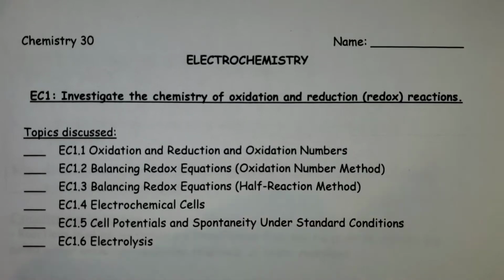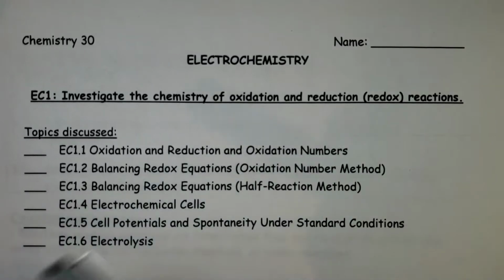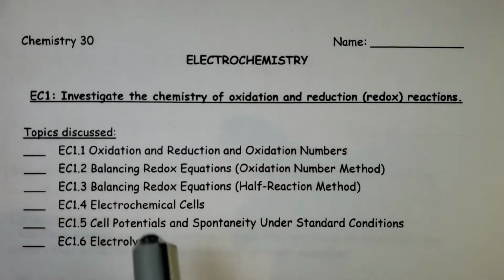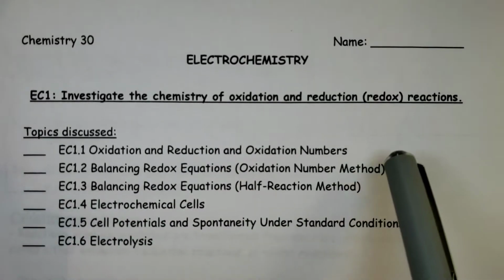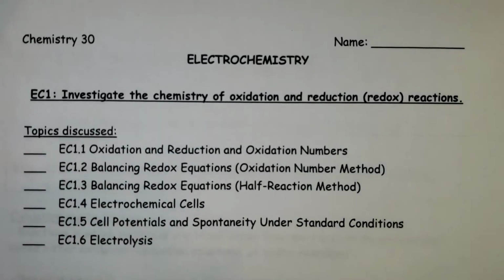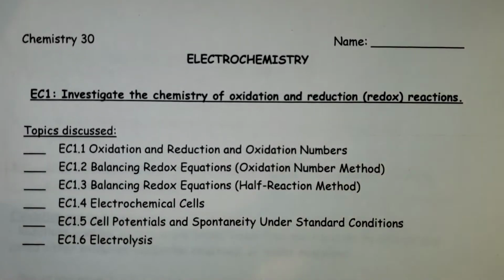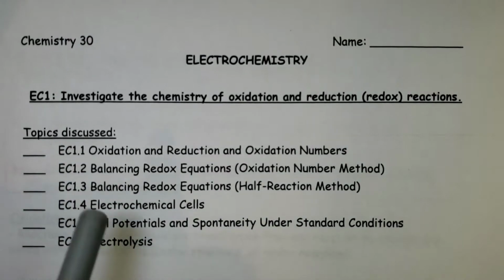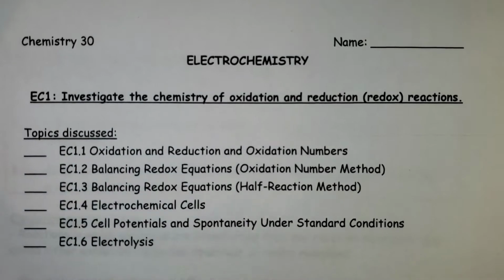Welcome back, Chemistry 30. This is the new unit, EC1, for electrochemistry. What we'll be looking at here is investigating the chemistry of oxidation reduction, otherwise known as redox reactions. The topics discussed in this video: EC1.1, oxidation reduction and oxidation numbers, and then EC1.2, balancing redox equations using the oxidation number method.